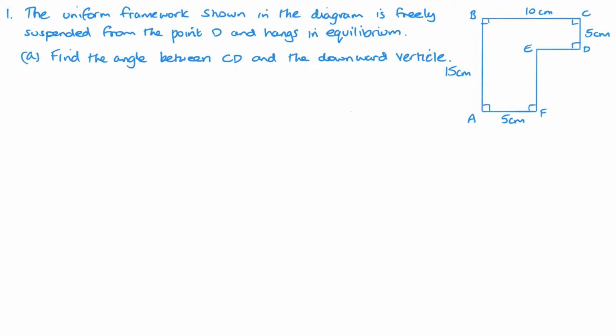So this one is freely suspended from point D and hangs in equilibrium. Find the angle between CD and the downward vertical. So the first thing I need to do here is find the centre of mass. Again, we're going to start at A, so taking A as origin, AB will be the y-axis and AF the x-axis. I'm just popping them in very quickly.